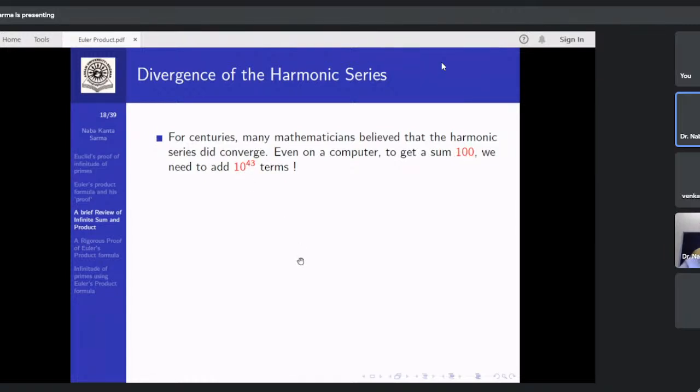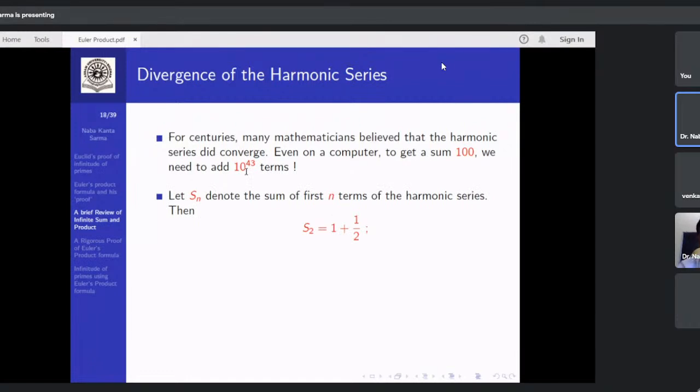So what is the meaning of a series being not convergent? A series not being convergent means it can sum to any given number. So whatever number you can imagine, I can take enough terms from the series so that the sum of those terms will give me that number. But here, in case of this harmonic series, if I give a relatively small number 100, then even to get the sum 100, you have to consider as many as 10 to the power 43 terms. So people believed that this sum is actually finite. But it was proven later that this series is actually not convergent.